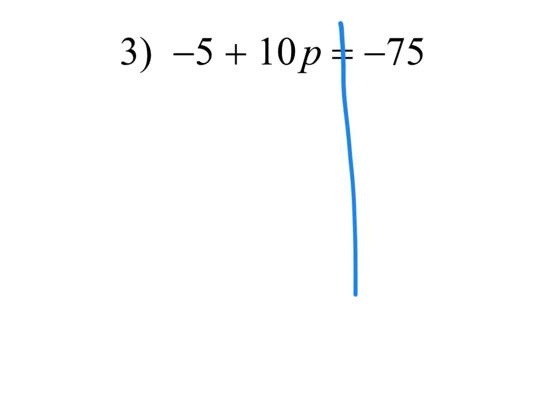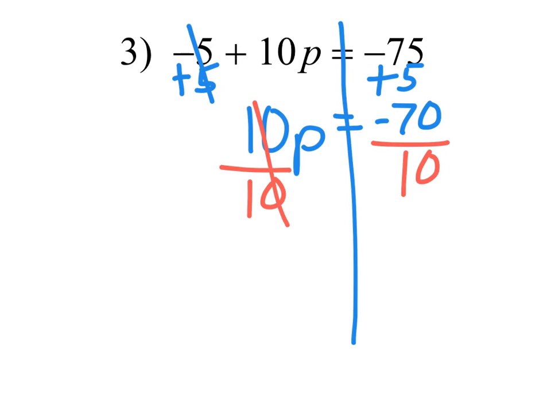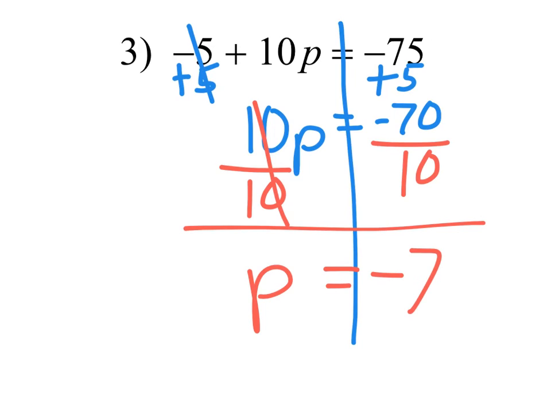Number 3, line down the middle of the equal sign. I'm going to add 5 to both sides. These two will cancel out. I'm left with 10p on the left, and negative 75 plus 5 is going to be negative 70. And now, because I have multiplication there, I'm going to divide both sides by 10. These will cancel out. I'm going to be left with p equals negative 7.